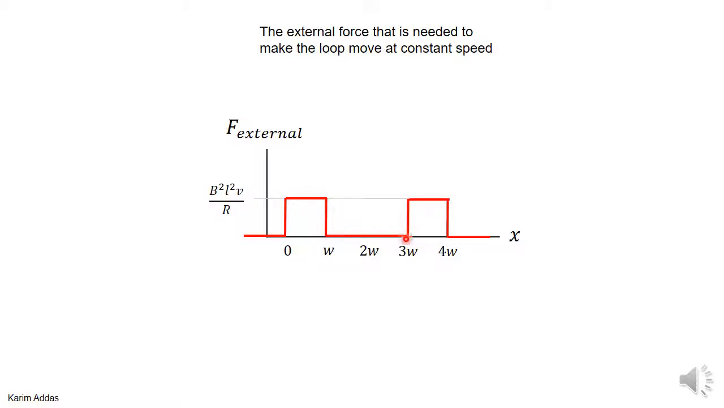When the loop is completely inside the region of the magnetic field, you don't need to apply any external force, because remember, the magnetic force on the loop was 0. So you just leave the loop alone. You don't touch it at all. You apply 0 external force, because the loop will move with a constant speed anyway. So that's basically how the external force looks to make the loop keep on moving with a constant speed.